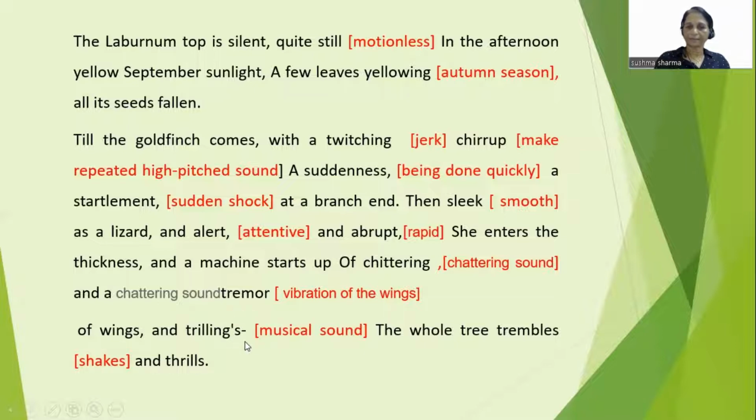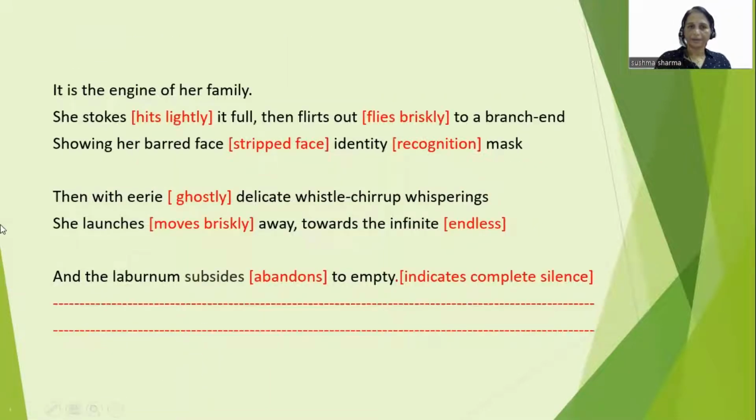The trilling, they all emit the twittering sound, chattering sound. So this musical sound has made the atmosphere very much thrilling. The whole tree trembles because the young ones are fluttering. So the whole tree is trembling and thrills. And this atmosphere is completely full of excitement because the mother has come and children are very happy. It is the engine of our family.